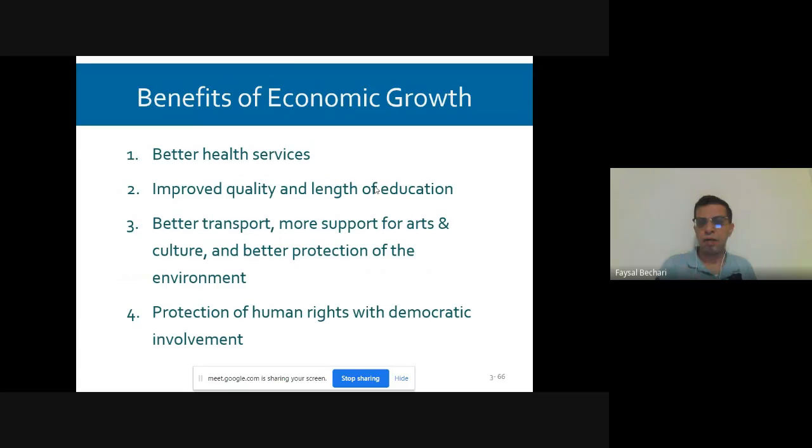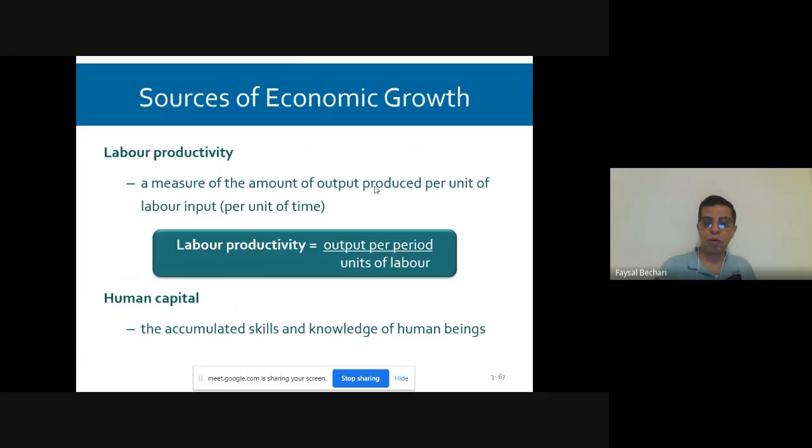So why do we need economic growth? What's the benefit? Well, when economic growth happens, you have a better health service, meaning you improve the quality and the length of education, better transport, more support for arts and culture, better protection of the environment, and protection of human rights with democratic involvement. These are the wonderful things that come with economic growth.